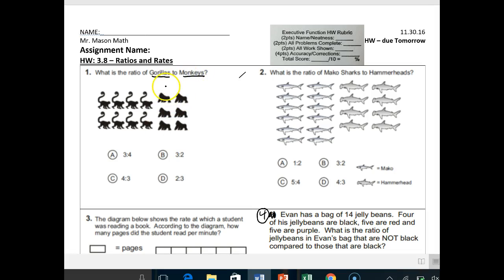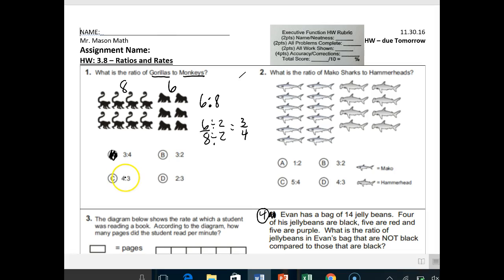So they want the gorillas first, which are these guys first, to monkeys. So count out the gorillas. We have obviously 6 gorillas versus 8 monkeys. So basically our ratio is 6 to 8, but then obviously we have to simplify that. So 6 to 8 can be simplified down if we divide by 2 as 3 to 4. So we want 3 to 4. A is our correct answer.